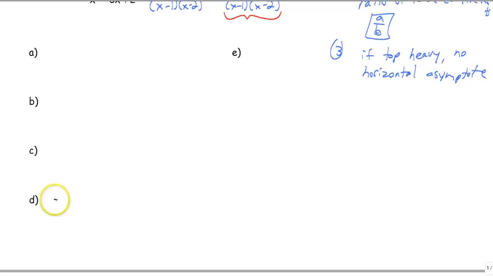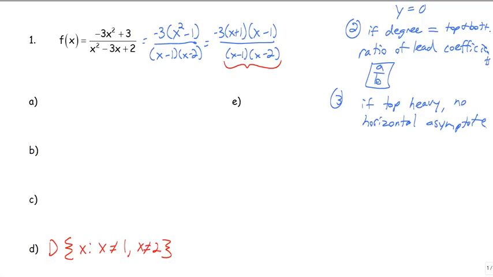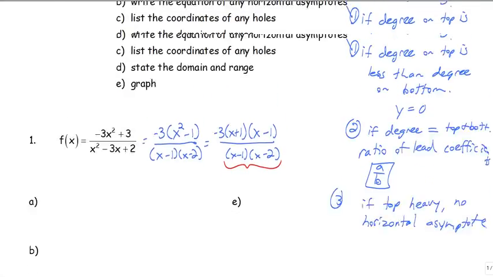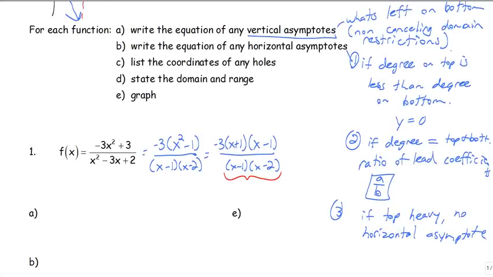So for my domain, for part D, I'm going to say x is such that x can't be 1 and x cannot be 2. Okay? We cannot do the range. The range you do last, domain I like to do first. Range is the thing you look at the end with the graph. So, alright, so then for part A, write the equation of any vertical asymptotes.